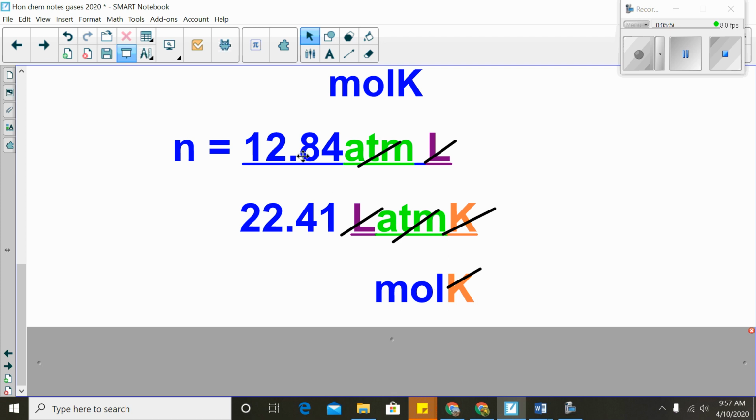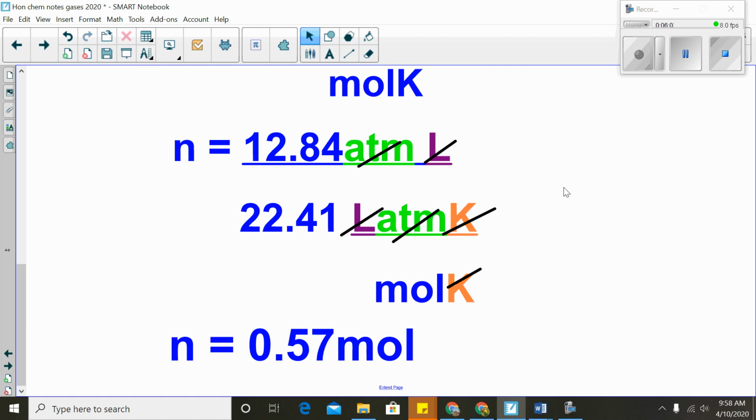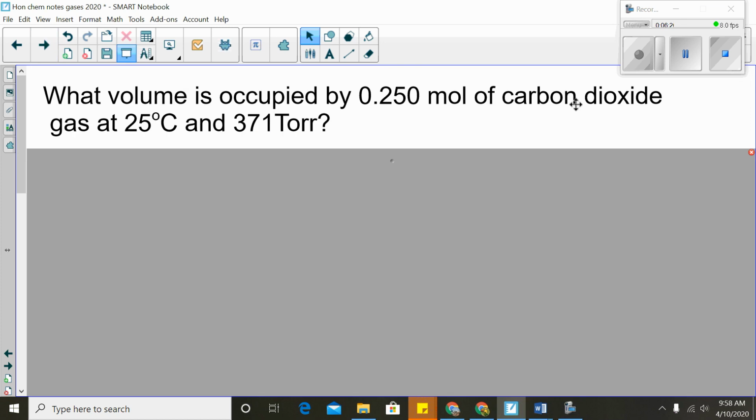So now to solve, 12.84 divided by 22.41 equals 0.57 mole. And again, I'm not stressing the significant figures. You're welcome to follow them. So in this case, I would need 2 more decimal places if I wanted my 4 significant figures, but really that's not necessary. Okay, so 0.57 mole is the answer. All right, so let's move on to my second example now.